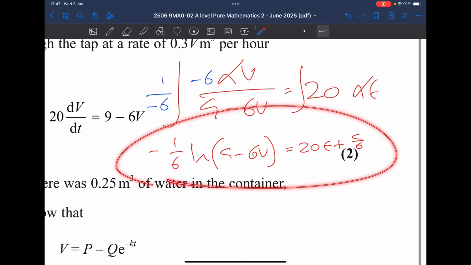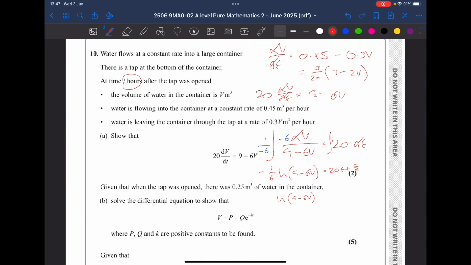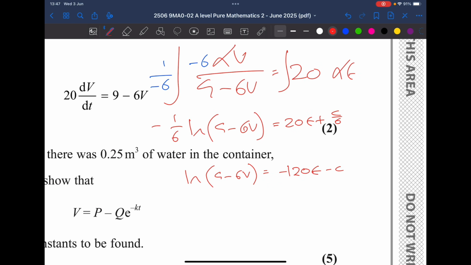So doing that, let's times it by 6, times it by a negative as well. So we've got the log of 9 minus 6V. Actually, do we want to times it by negative? Nah, we'll leave it as it is. No, we will times it by a negative. It's going to be negative 120t minus c. Taking exponentials of both sides, 9 minus 6V is equal to e to the minus 120t minus c.